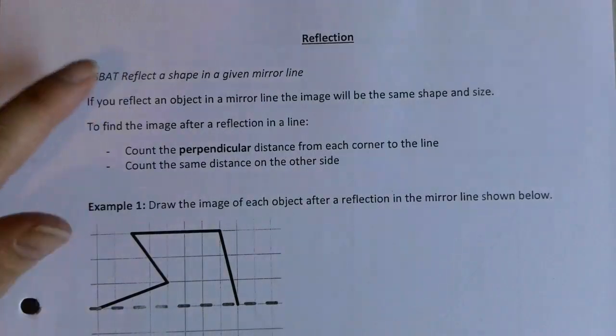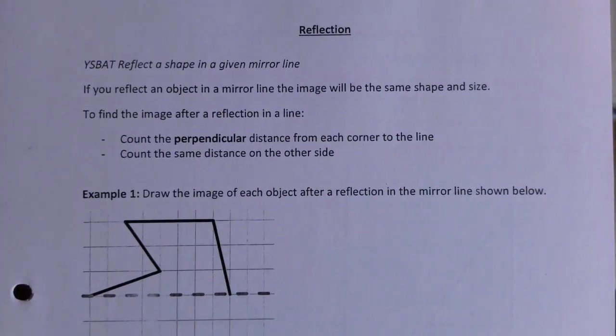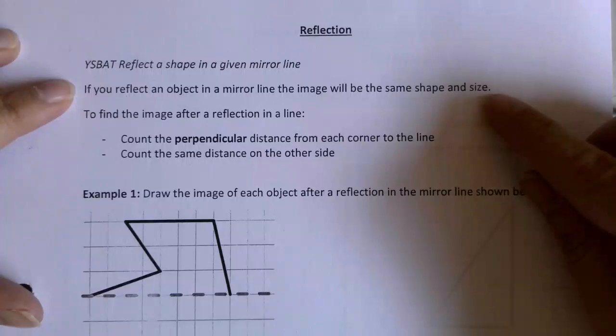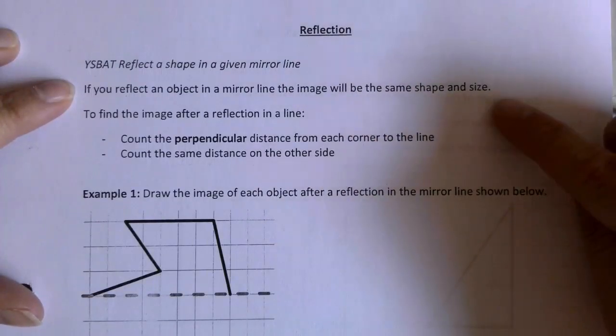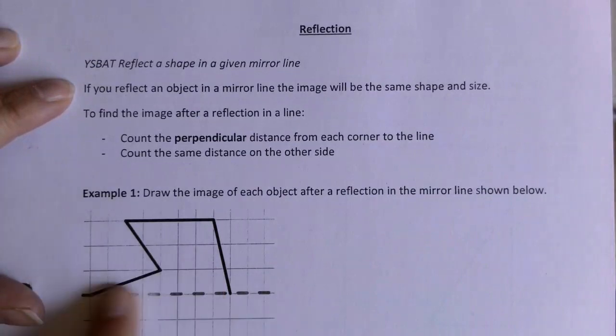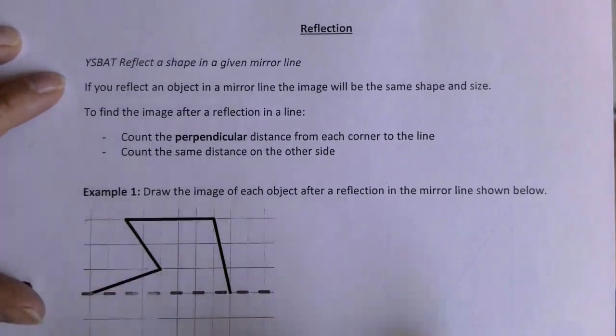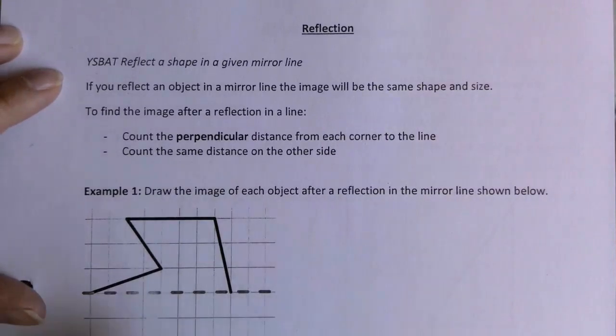But today we're going to be focusing on reflection, and it's probably the one that you're already most familiar with. It's just like reflecting a shape in a mirror, okay? If you reflect an object in a mirror line, the image will be the same shape and size. Whatever you have on one side of your mirror line is going to be exactly the same on the other side, not twisted in any way, not bigger and not smaller.